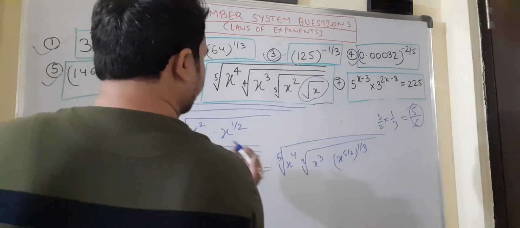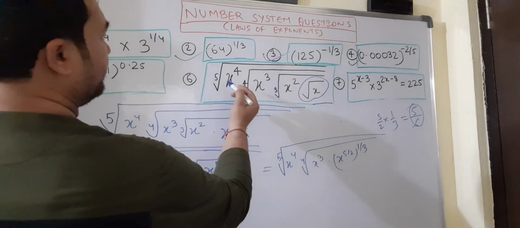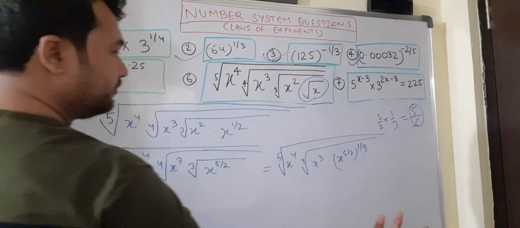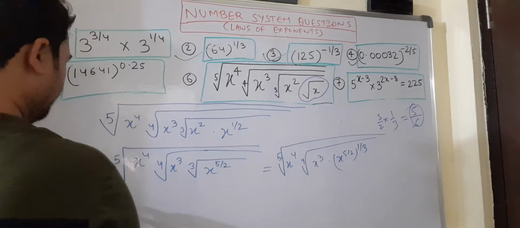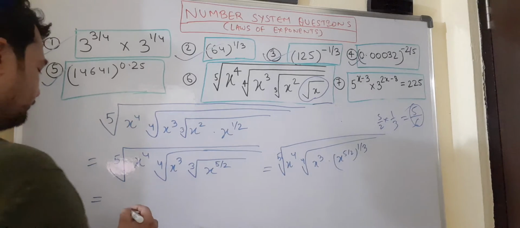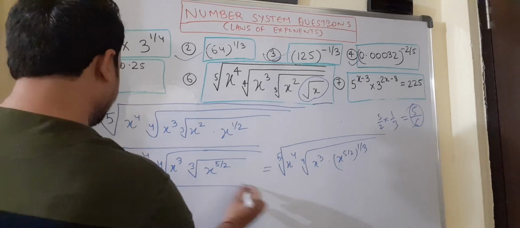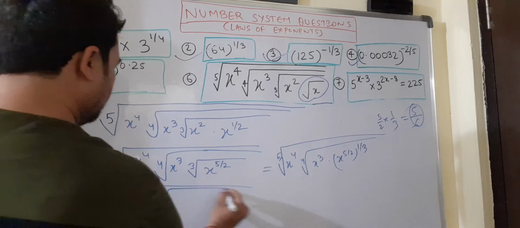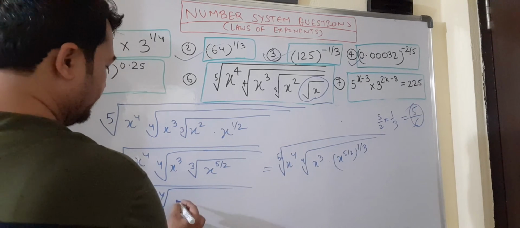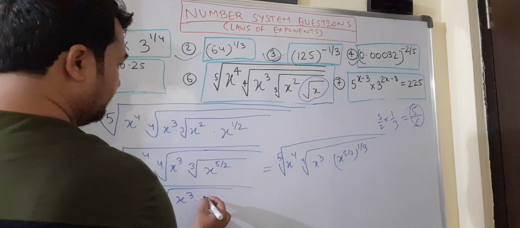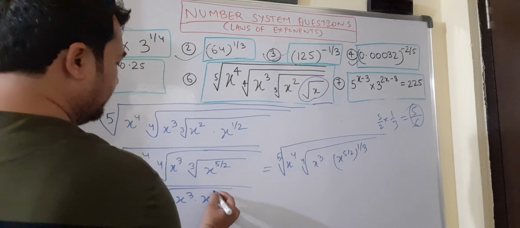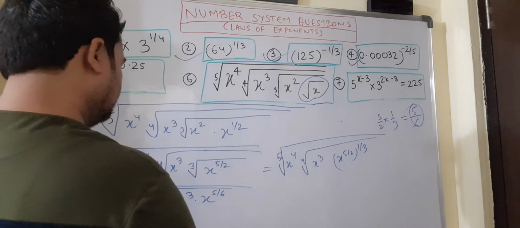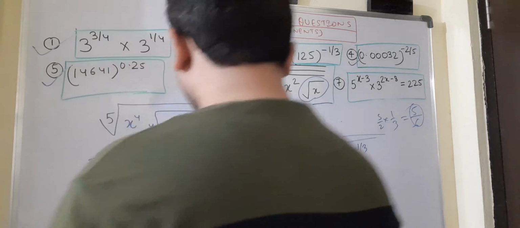You can see the length is getting shorter. Initially we had 1, 2, 3, 4 roots. Now we have only 2 roots. See? So it will be the fifth root of x to the power 4, fourth root of x to the power 3 multiplied by x to the power 5 by 6. Clear?